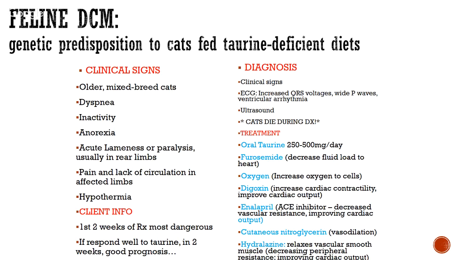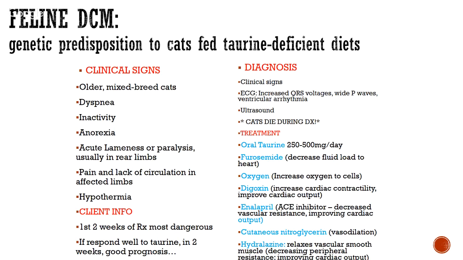We can diagnose this based on clinical signs, by an EKG that shows us that the heart is bigger than normal. A ventricular arrhythmia may be a sign of it. Ultrasound is the best way to look at a cat's heart. Cats can die during diagnosis. So when we're doing diagnostic tests, we have to be very careful not to stress them. Oral taurine is the treatment.